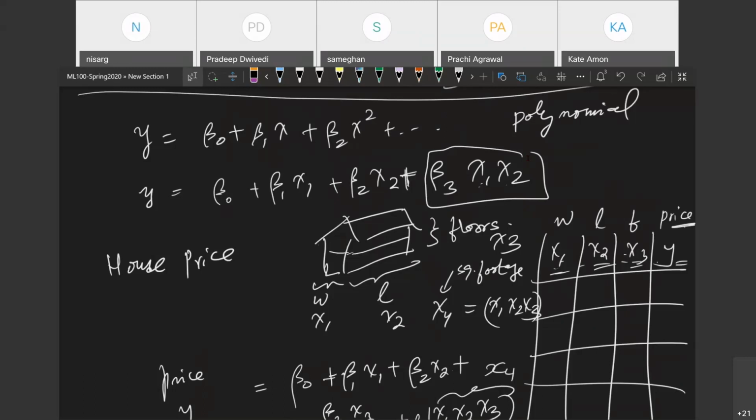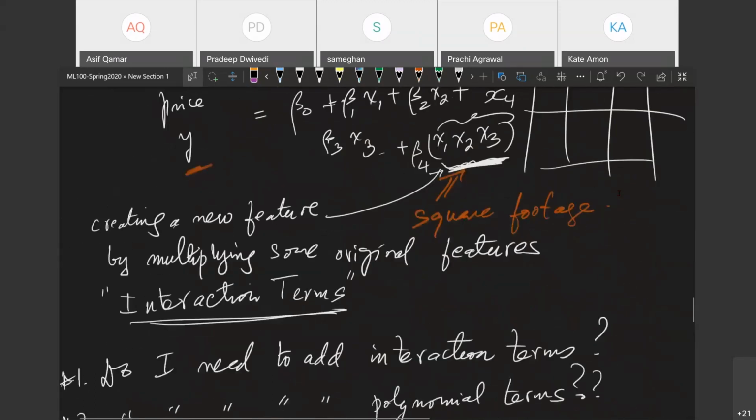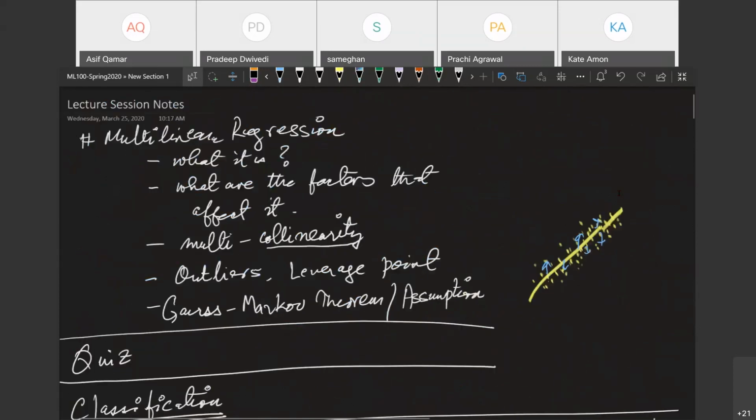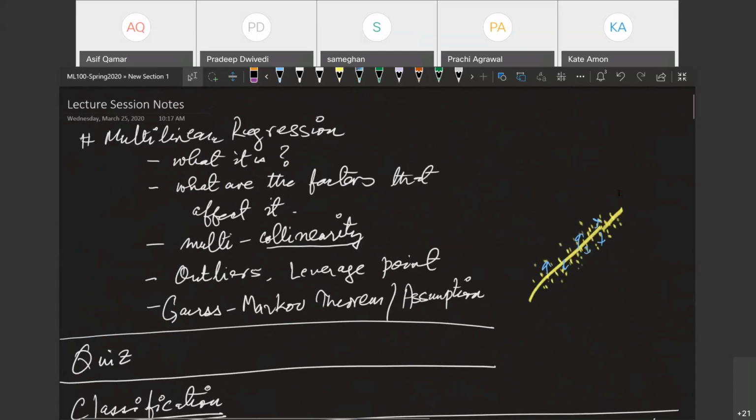So we'll come to that in due course of time. So guys, at this point, I'll just recap what we have done, because I'm done with this thing. Multilinear regression and the univariate linear regression is a part of it. People often don't use the word multilinear, they just say linear regression.